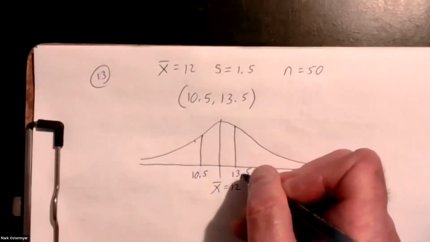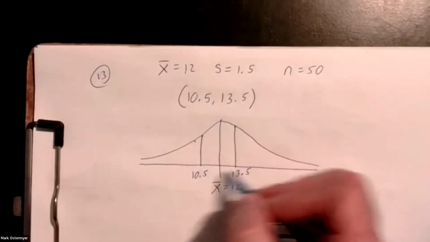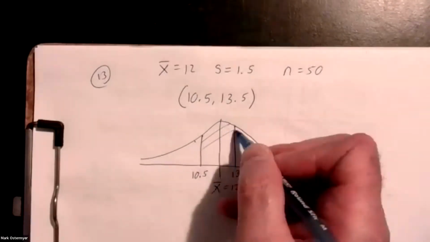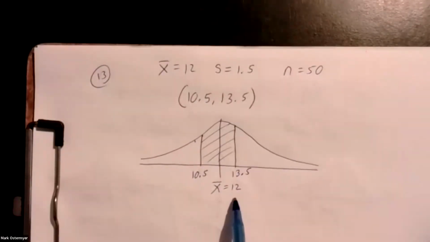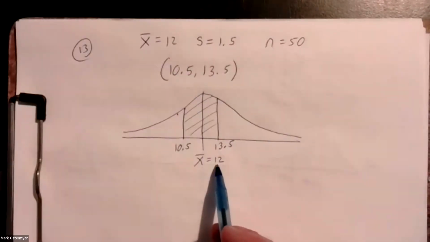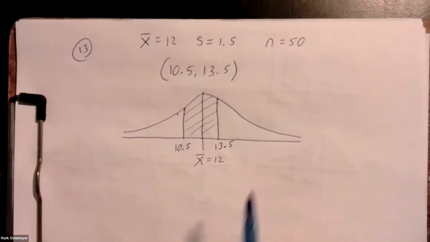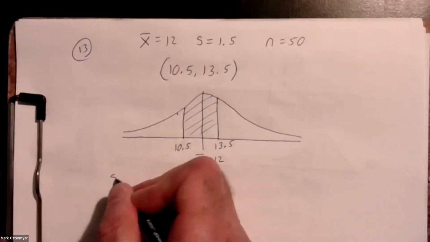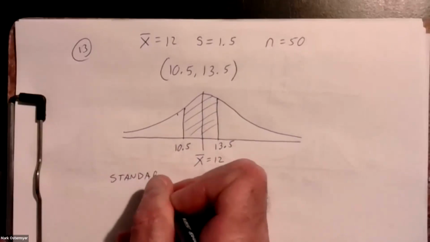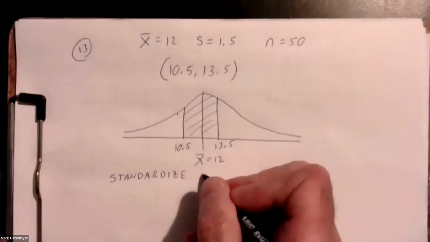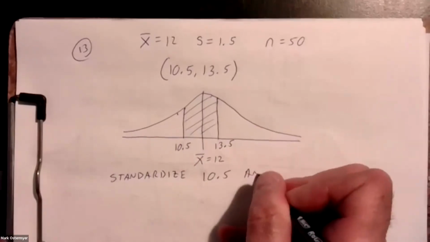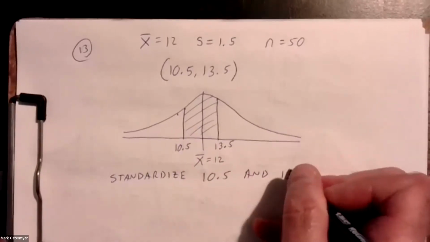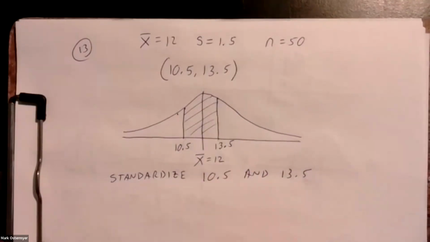Here's what they want you to do, ladies and gentlemen. First of all, we have to find the area between these two endpoints of this interval. But this is not the standard normal probability distribution, because the mean is not 0. So we cannot just take this to our table in Appendix A yet. So how are we going to do this problem? First, we have to standardize 10.5 and 13.5. In other words, we have to find the z-scores for these endpoints of this interval.